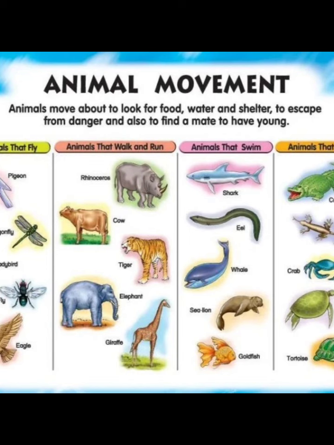Next is animals that swim. Animals that live in water can swim. Fish swim with the help of fins. The shape of body of fish also helps it swim. Whales live in oceans. They swim with the help of flippers.